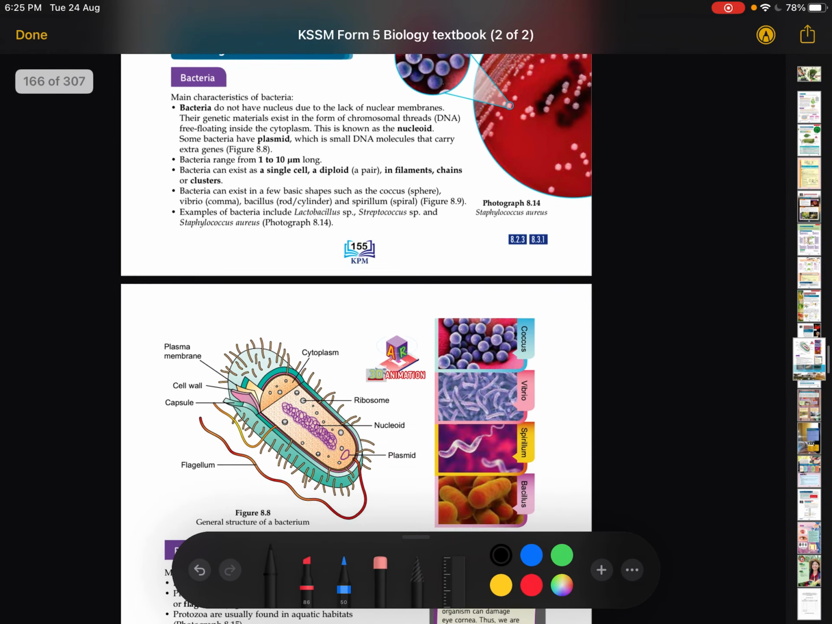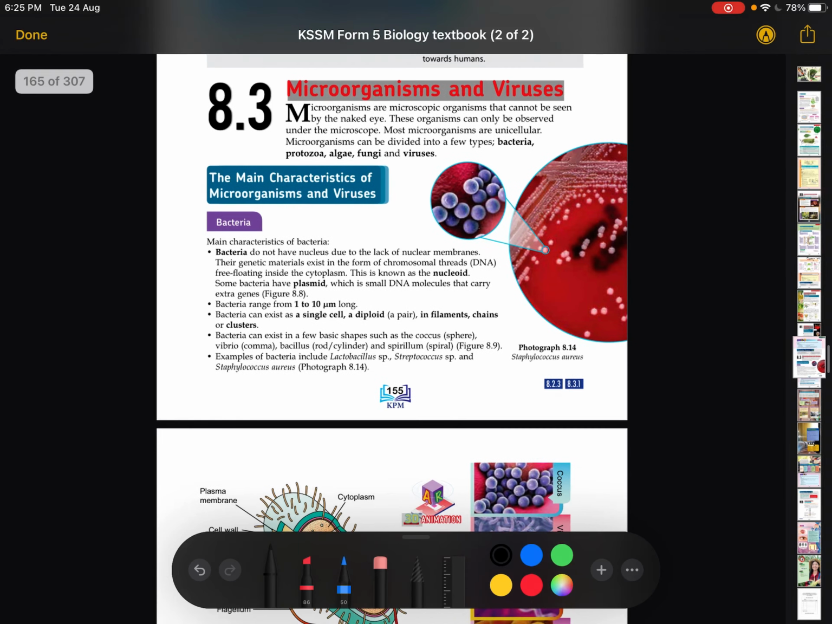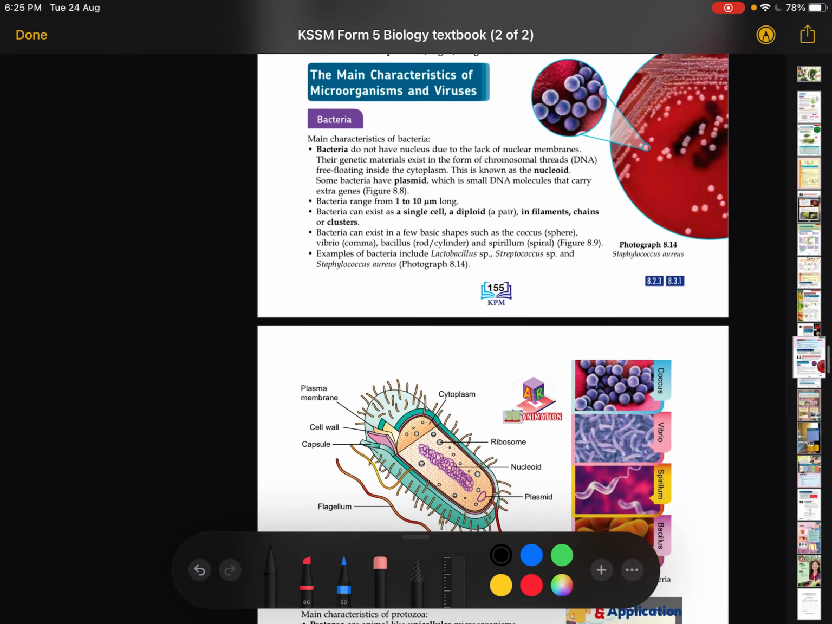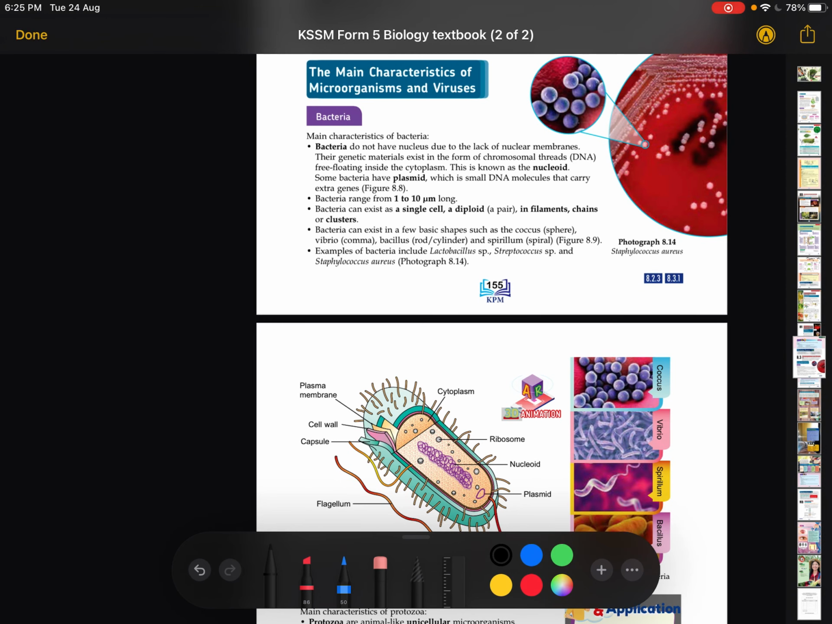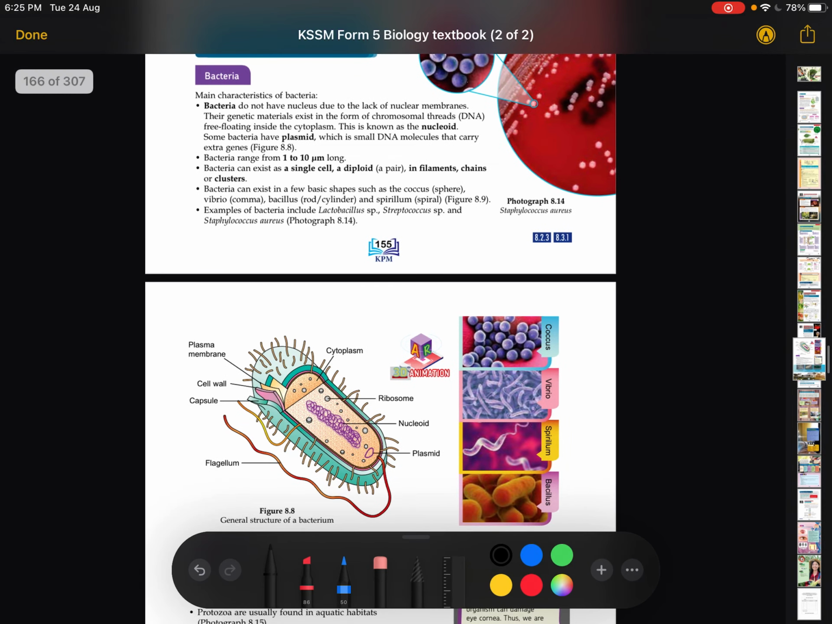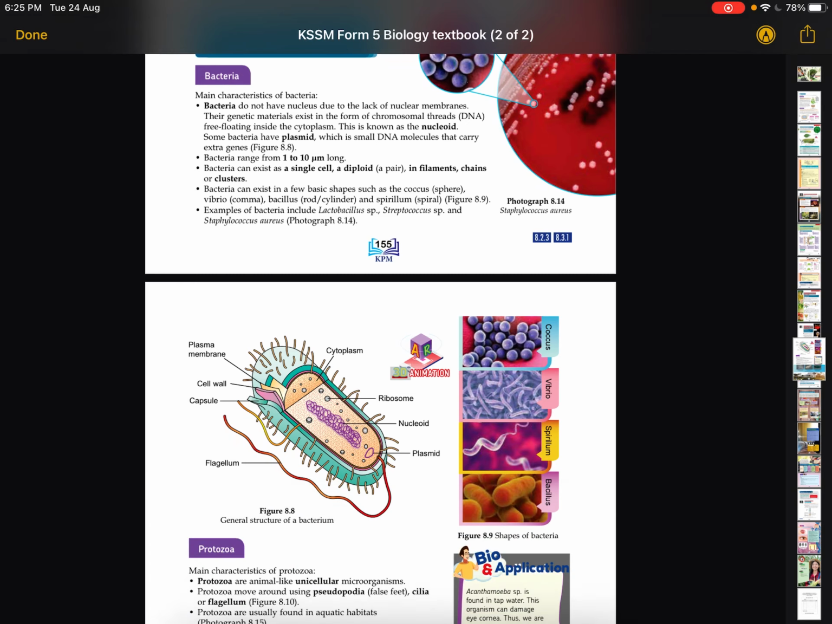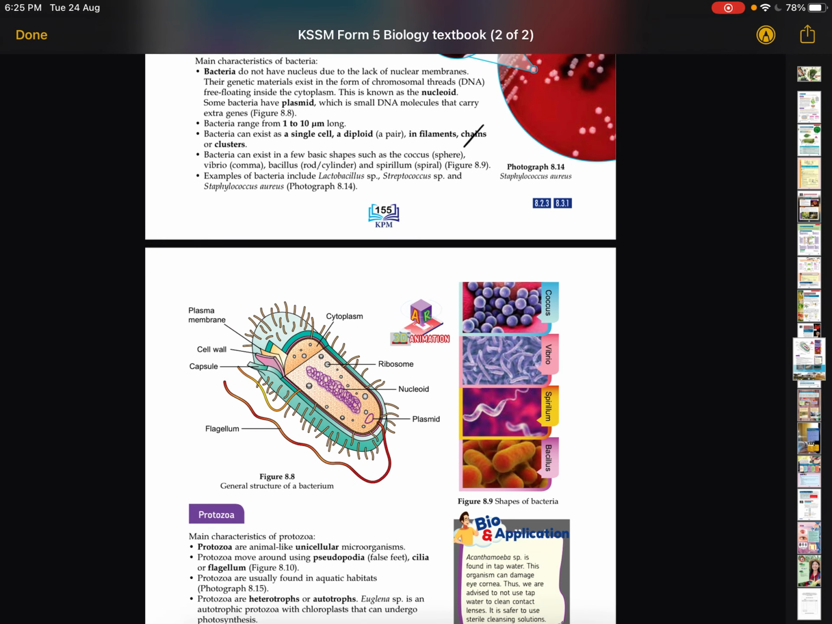Next is microorganisms and viruses. So what are the main characteristics? Normal bacteria, as you mentioned earlier, eubacteria and archaebacteria both do not have nucleus. So they are prokaryotes. And they do have genetic material. They have something called a nucleoid, but they don't have a real nucleus. So they have plasmid, they have ribosomes, but they do not have mitochondria, they do not have endoplasmic reticulum. The size, I think that's normal. And then they can exist in a single cell, diploid, filaments, chains or clusters.